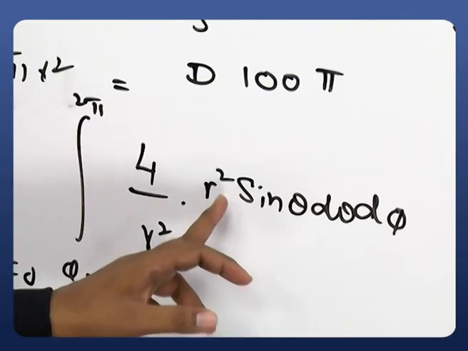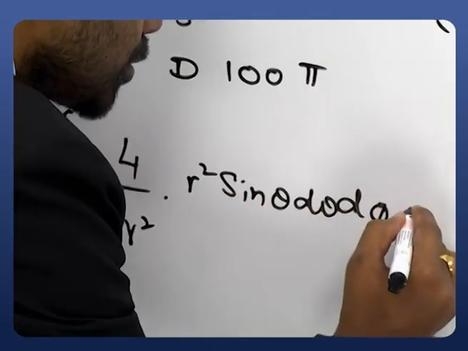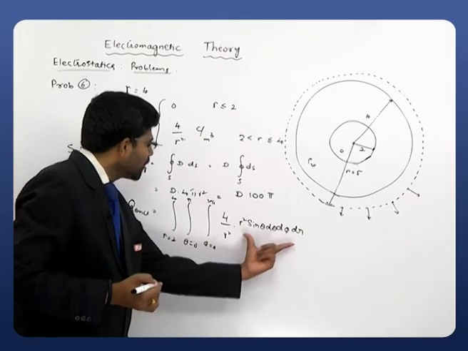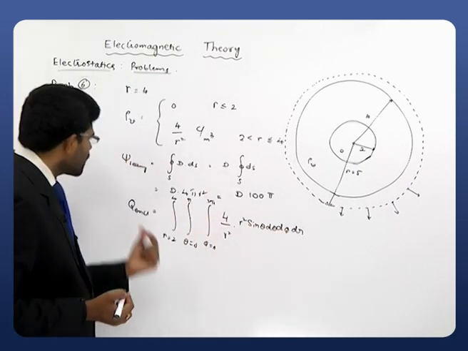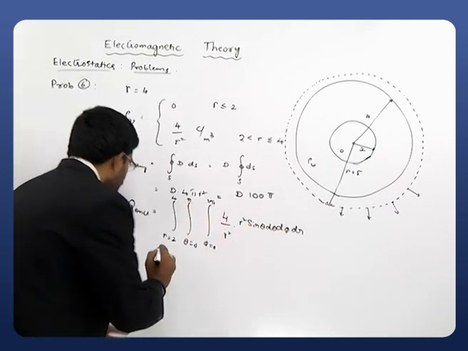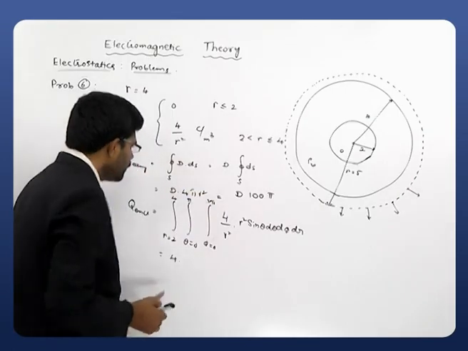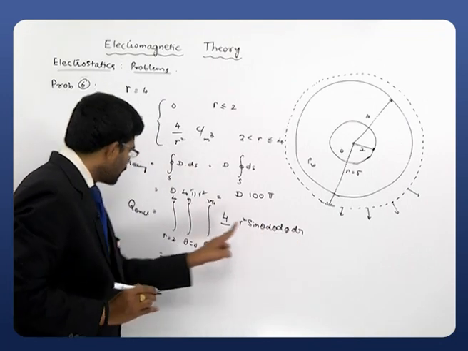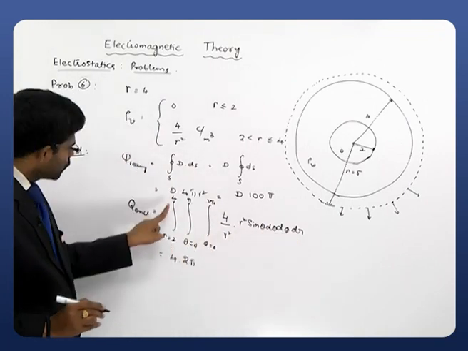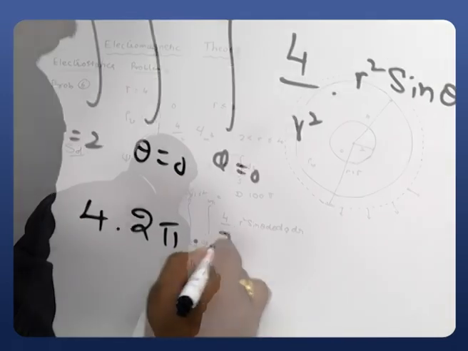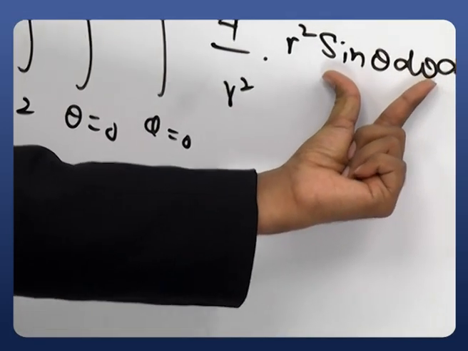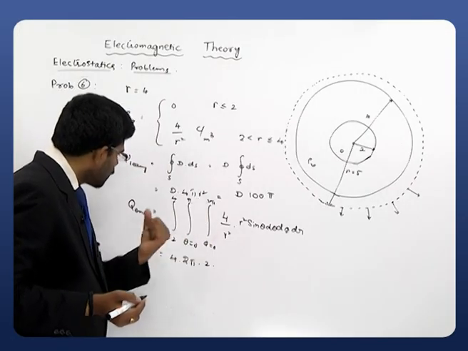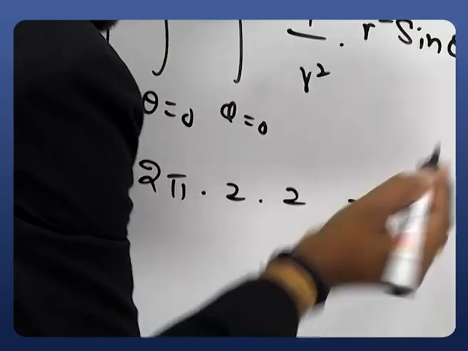If you simplify, r square will be cancelled, so dr also will be there, with sin theta d theta d phi. This is our dV. After simplification, this r square is cancelled and the constant is 4. For d phi it is 2 pi. For dr, the upper limit is 4 and the lower limit is 2, so 4 minus 2 is 2. And for sin theta d theta, the integral is minus cos theta from pi to 0, that is 2. So this is the equation.